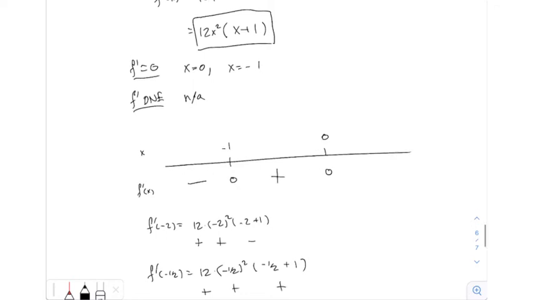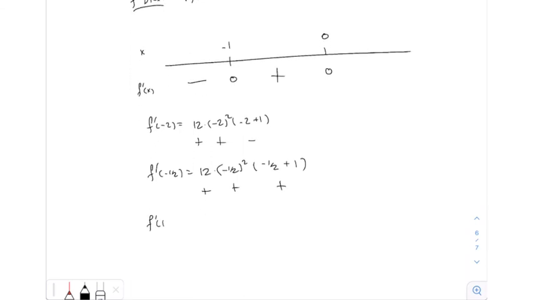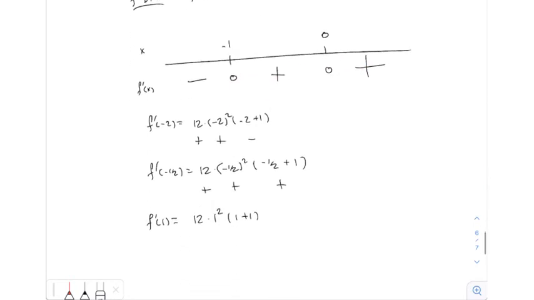And then finally, to the right of 0, I will use 1. So this will be f prime of 1: 12 times 1 squared times 1 plus 1. These are all positive, so it's positive over there. Remember I said when you have a polynomial with no repeated roots, you should expect the signs to alternate. But this one had a repeated root, x squared, which is why this doesn't alternate. Okay, that's the chart. I hope you got something like that.